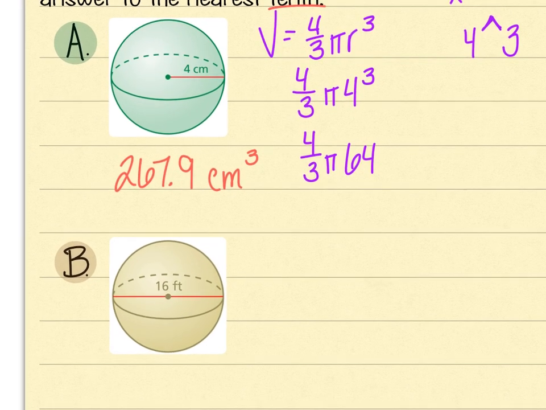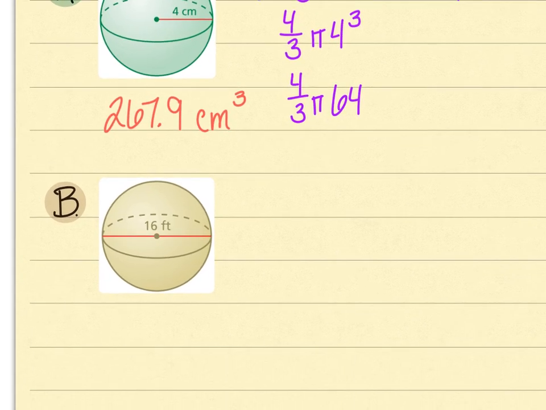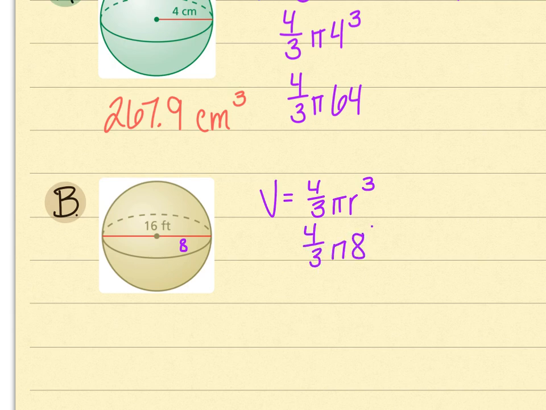Let's look at a second example. Again, there's really only one type of sphere. Maybe they give you the radius like they did in the last example. Maybe they give you the diameter like in this example. We still want the radius. So we take the diameter and divide by 2, and we know the radius would be 8. So 4/3 pi times 8 cubed. 8 to the third power is 512.